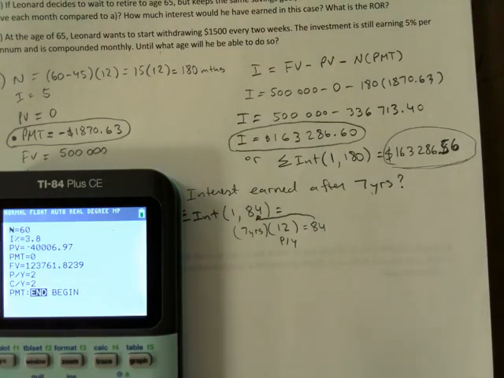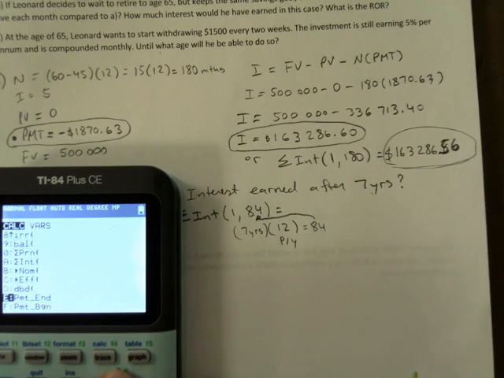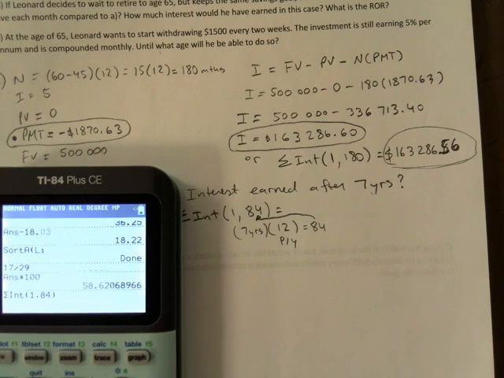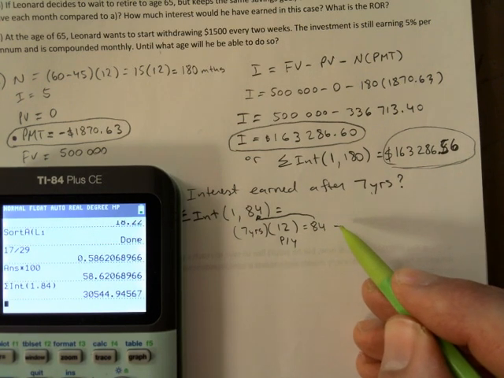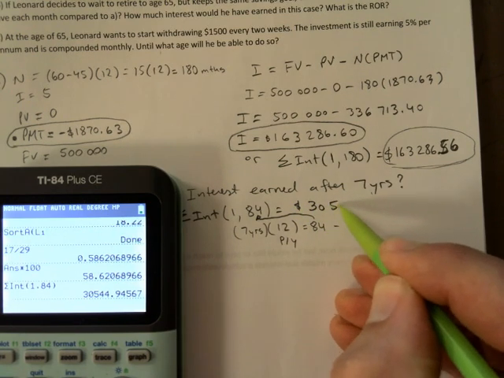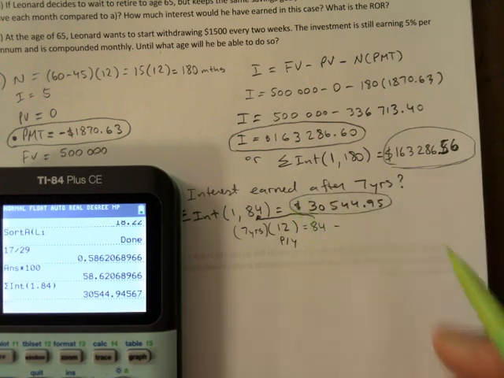Okay, 185, 0. I can do this. Just give me 1 second. Bear with me. Okay, so now that I've solved this, I can quit this, go to apps, finance, sum of interest, 1 to 84. So right here, that's 30,544 and 95 cents.